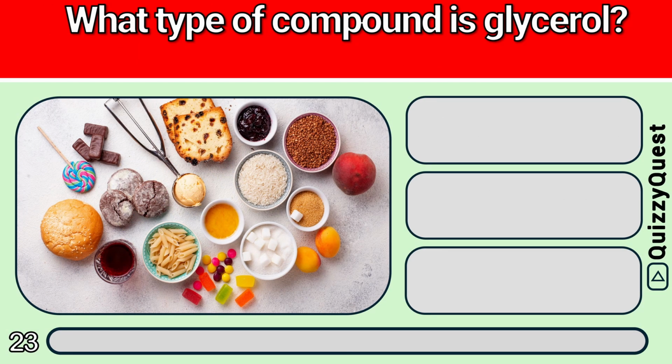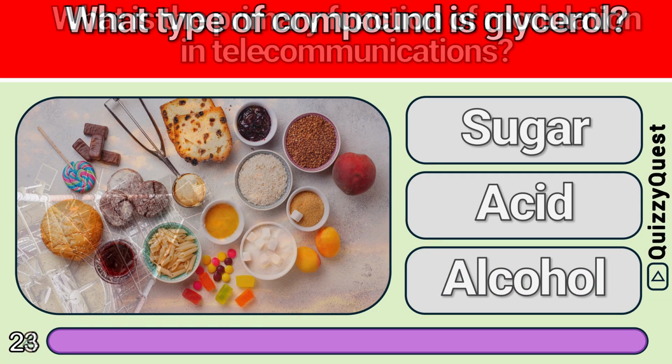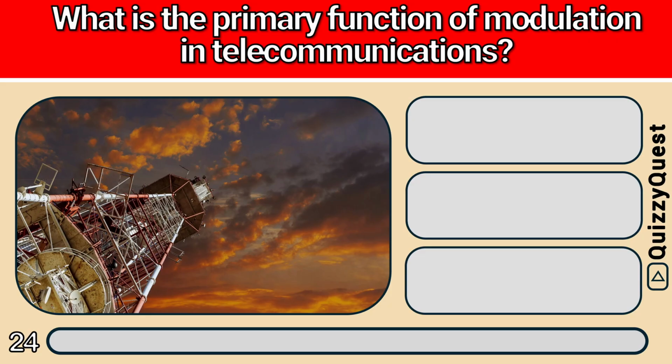What type of compound is glycerol? Is it A, sugar, B, acid, or C, alcohol? It is C, alcohol. What is the primary function of modulation in telecommunications?